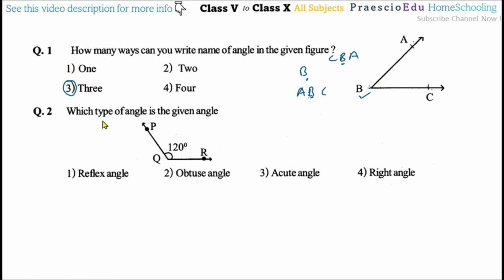Now question number 2, which type of angle is the given angle? As we told, this is more than 90 degrees. So this is an obtuse angle. So obtuse angle is given in option number 2.